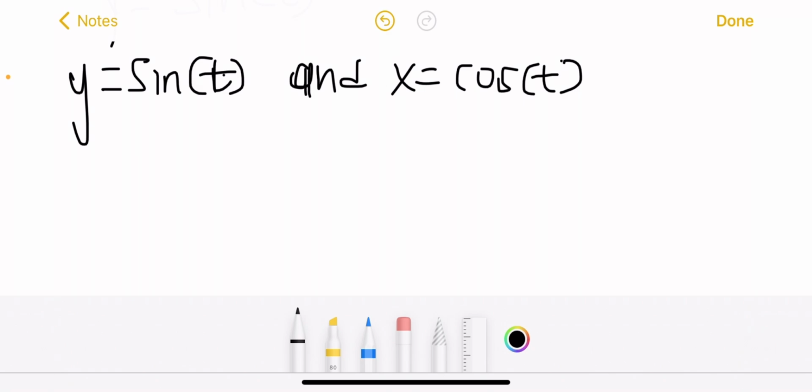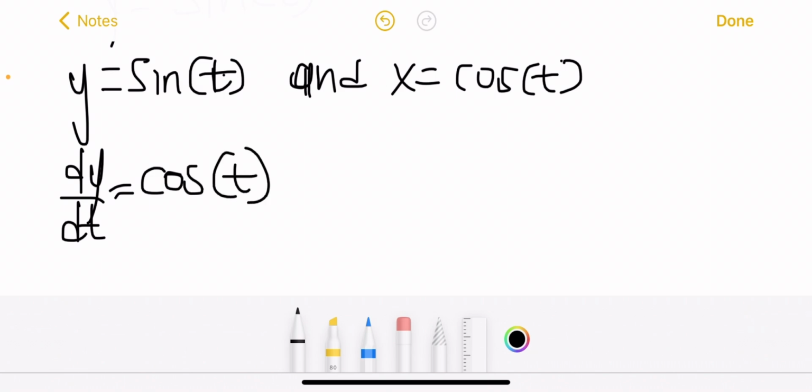So how do we do parametric differentiation? Because there is a third variable that is introduced, the first one will be dy over dt. The third variable introduced is t, so we say dy over dt is equal to the derivative of sine of t. We know that the derivative of sine of t is equal to cos of t. You are done with the first one.